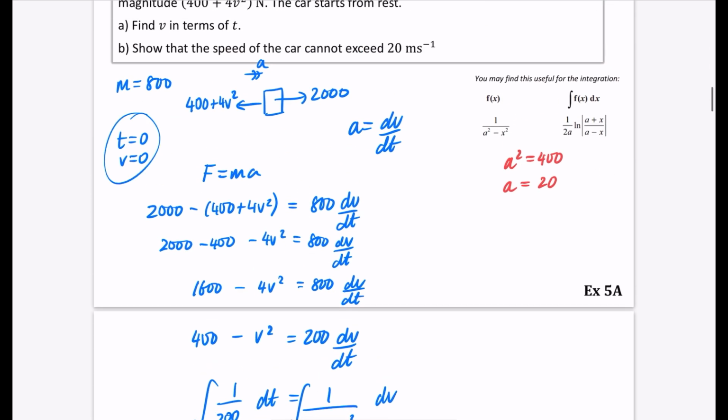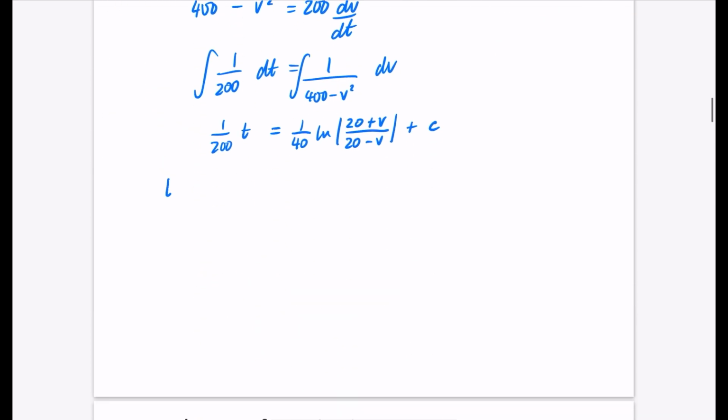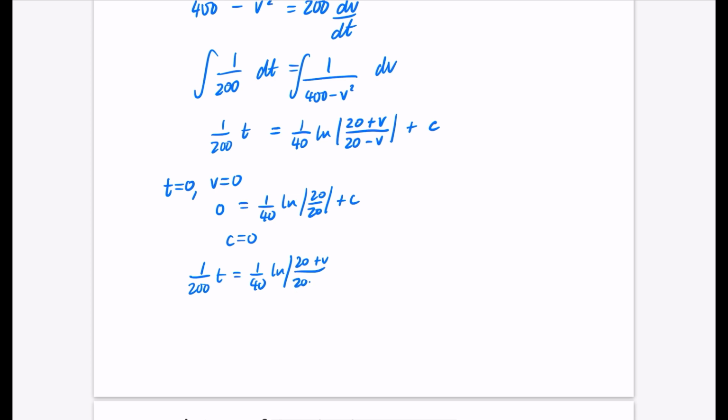Now they told us this info, that when t is 0, v is 0. So we get 0 equals 1 over 40 ln of 20 over 20 plus c. Well, 20 over 20 is 1, and ln of 1 is 0, so this whole thing is 0, so c is 0. So we have 1 over 200t equals 1 over 40 ln of 20 plus v over 20 minus v.